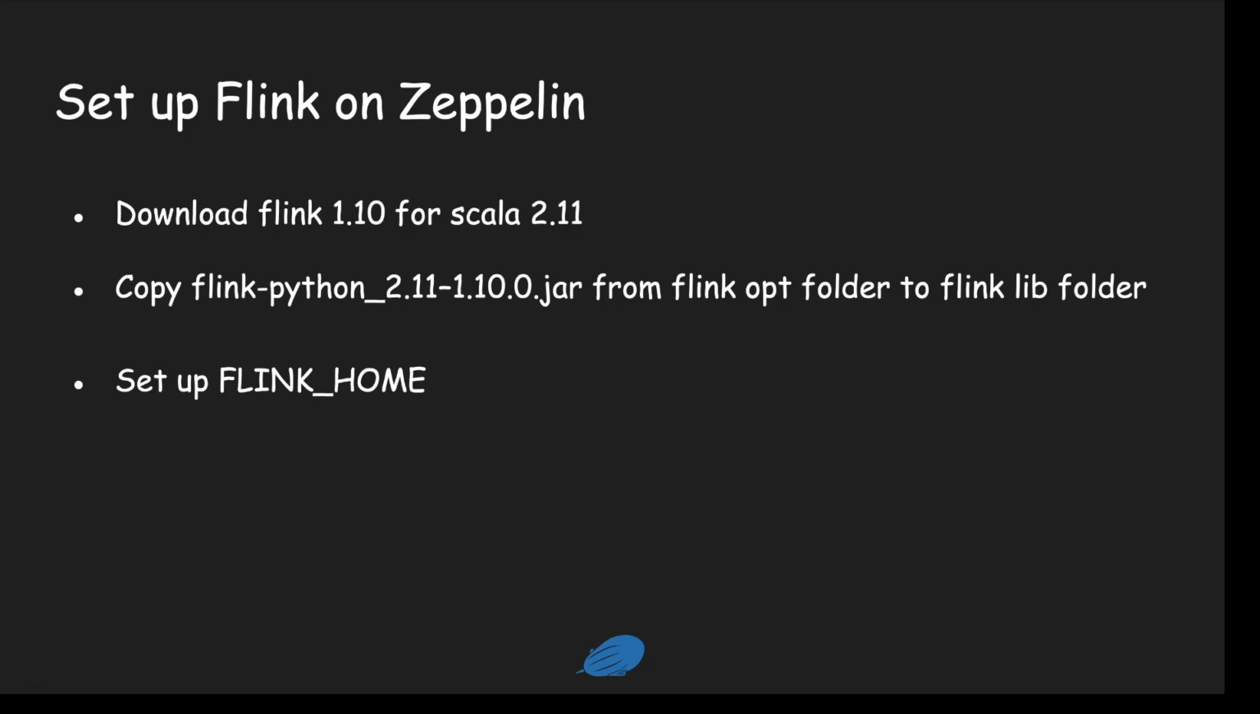First is to download Flink 1.10 for Scala 2.11. Just pay attention that Scala 2.12 is not supported by Zeppelin. The second thing is to copy the Flink Python jar from the Flink opt folder to the Flink lib folder. This is necessary for PyFlink. The last thing is to set up the Flink home.